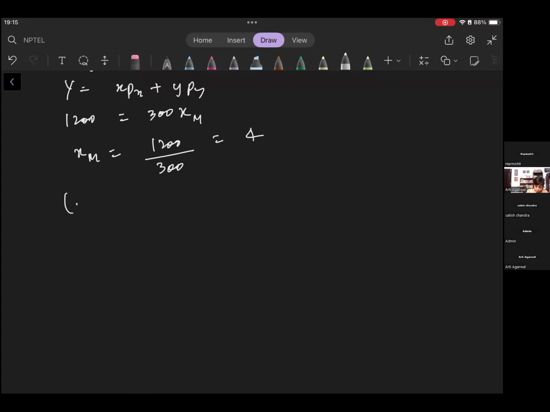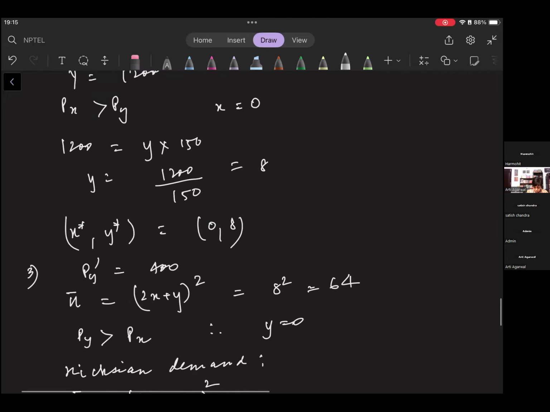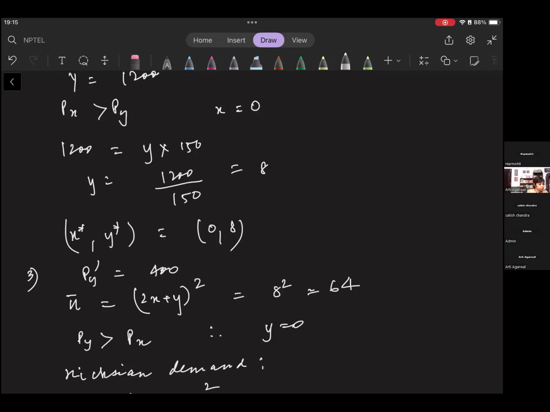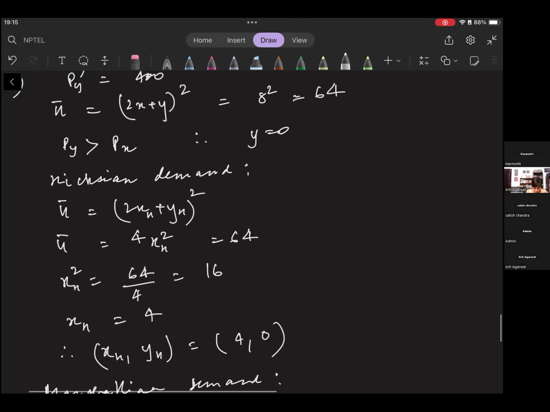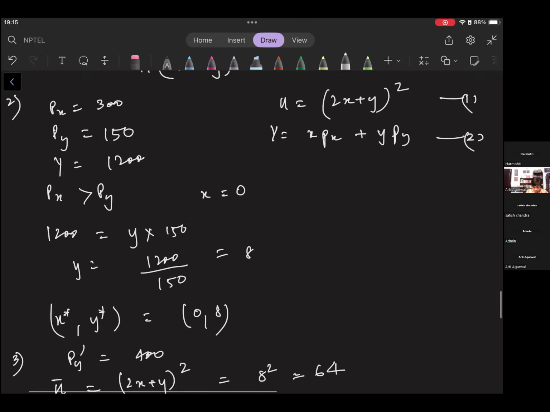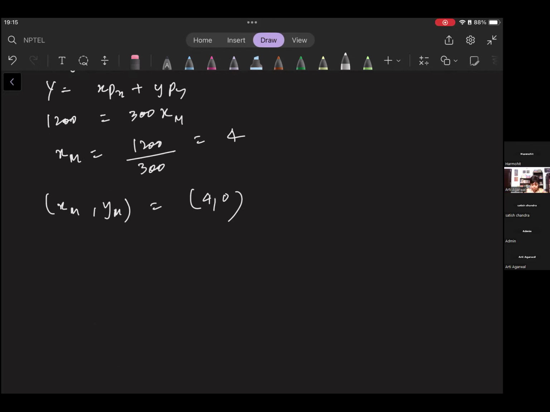So, fortunately, in this case, you're getting Hicksian and Marshallian as the same. Let me just check if I got it right. Yeah, earlier we had what? 0, 8. 300 is the price of X, right? Did I take it as something else? Yes, I got confused between 300 and 400. Yeah, so this is correct.